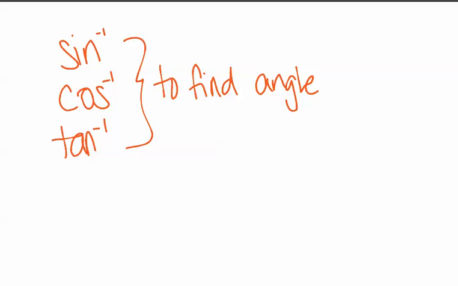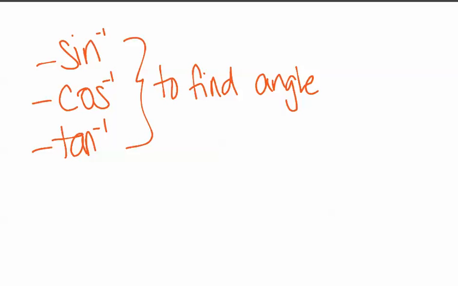An inverse operation is just like addition and subtraction. Addition undoes subtraction. Multiplication undoes division. A logarithm undoes an exponent. So an inverse sine, cosine, or tangent undoes the sine, cosine, or tangent function that we have been working with.